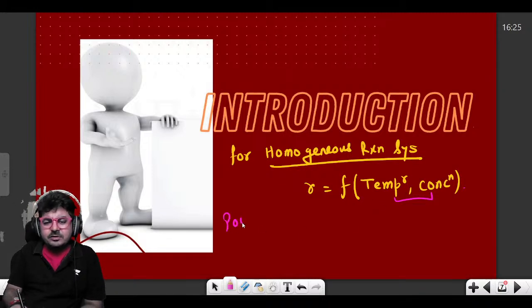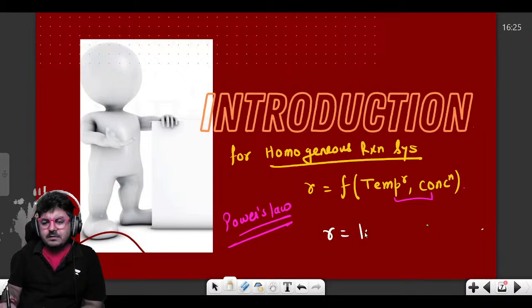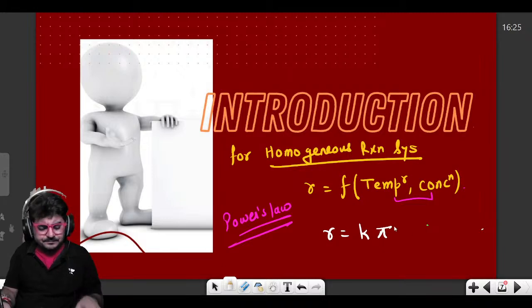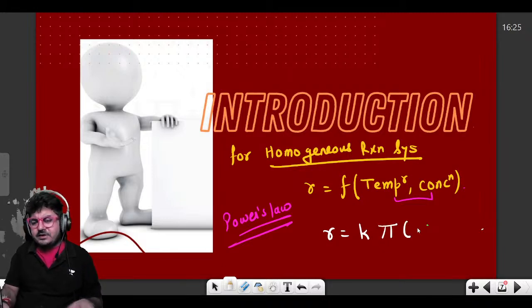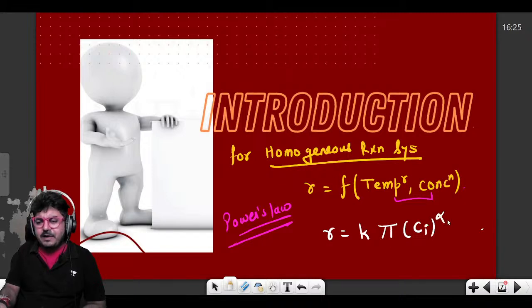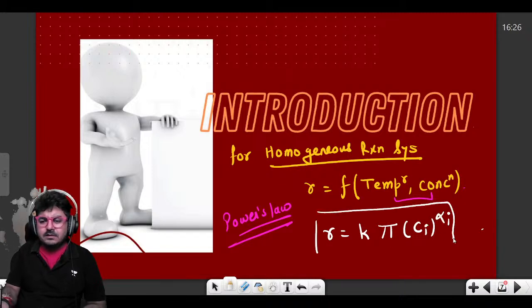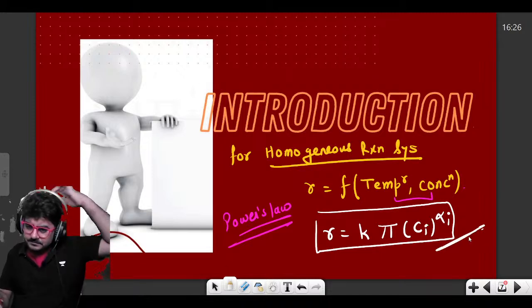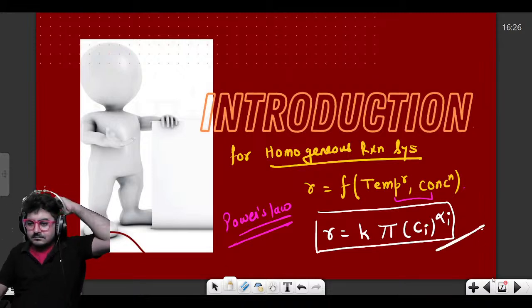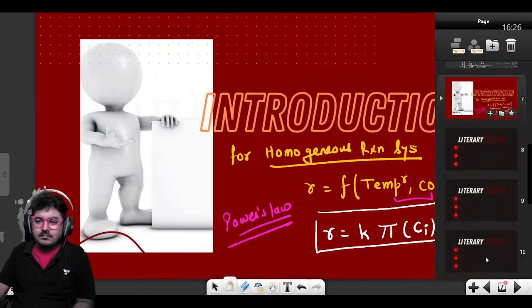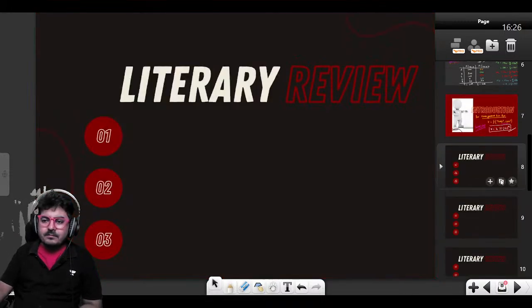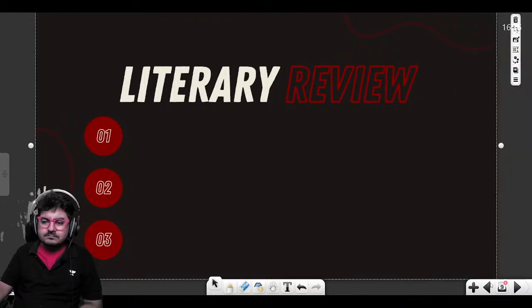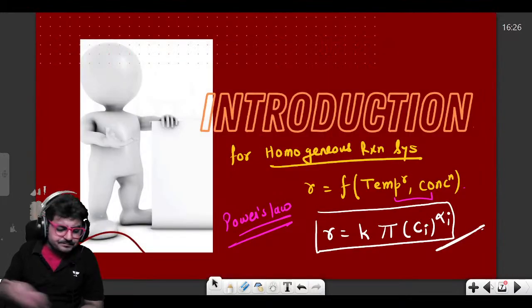Okay, so we don't need to mention that separately. So based on these two, we find a mathematical relation. We use the power law, and as per the power law, you guys know that the rate of reaction will be K times the product summation of Ci power alpha. This is the power law. I hope it is clear.